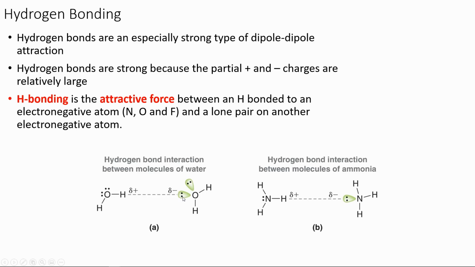A lone pair on the oxygen is going to be very electron rich, and so we're going to have a stabilizing interaction between this hydrogen and the lone pair attached to the oxygen, and this occurs with both water and ammonia. It's an attractive force between a hydrogen bonded to another electronegative atom. So notice that if this were a carbon, this interaction wouldn't occur. The hydrogen has to be attached to an electronegative atom such as nitrogen, oxygen, or fluorine.